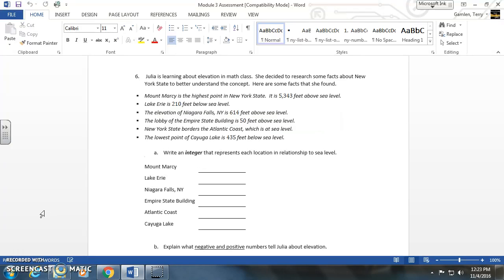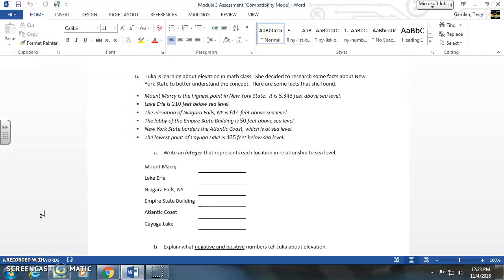Question 6. Julia is learning about elevation in math class. She decided to research some facts about New York State to better understand the concept. Here are some facts that she found. Mount Marcy is the highest point in New York State. It is 5,343 feet above sea level.